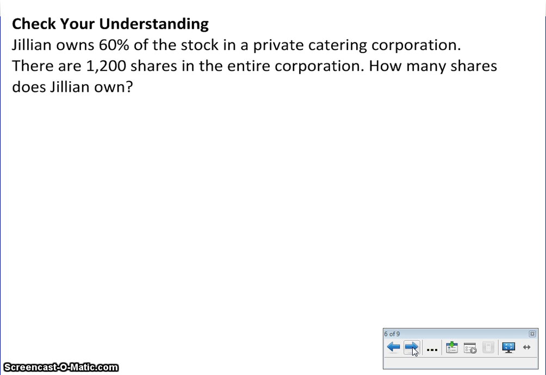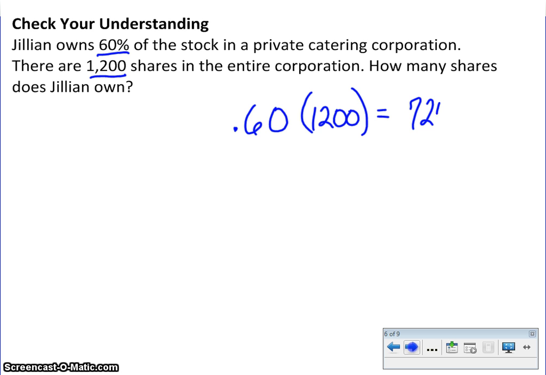Okay, please press pause, solve this, come back when you're ready, and we'll solve it together. Okay, Jillian owns 60% of the stock in a private catering corporation. There are 1,200 shares for the entire company. How many does Jillian own? So same idea, convert that percentage to a decimal, moving the decimal over twice or dividing by 100, we get 0.60 of the 1,200, and we find that Jillian owns 720 shares.